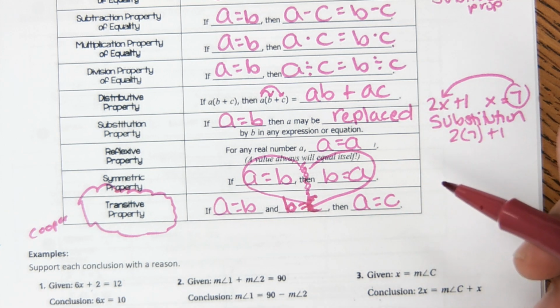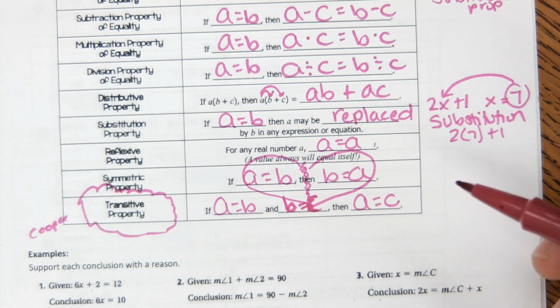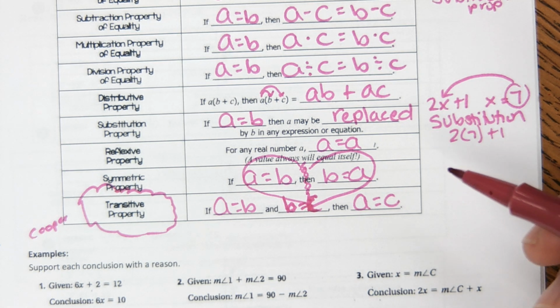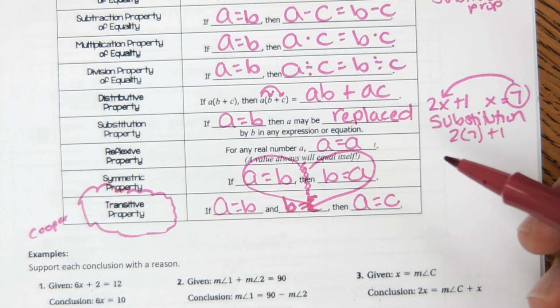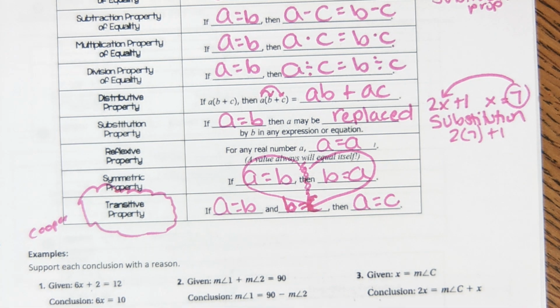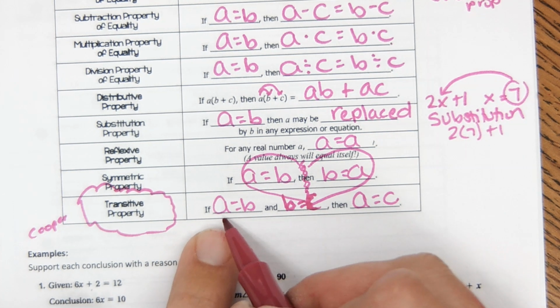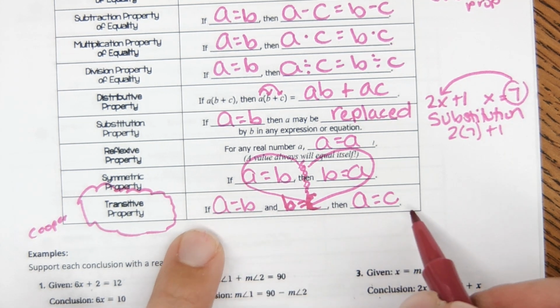I'll give you more of a visual example, actually. Let's say Peyton is the same height as Edwin, and Edwin is the same height as Jose. Then we could say that Peyton is the same height as Jose. So that's transitive. Since Peyton's the same height as Edwin, and Edwin's the same height as Jose, then Peyton and Jose are the same height. And that's what it means here. If A equals B and B equals C, then A must equal C.